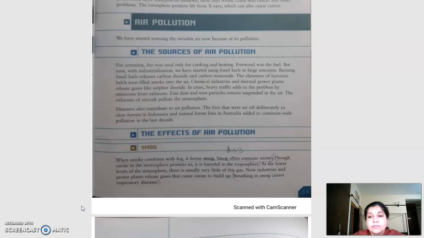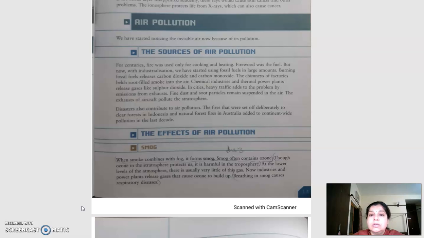Now also because of the lockdown, you know that the pollution level has decreased. Much has been on the social media regarding the decrease in pollution due to the lockdown. But we still need to study about the effects of air pollution.